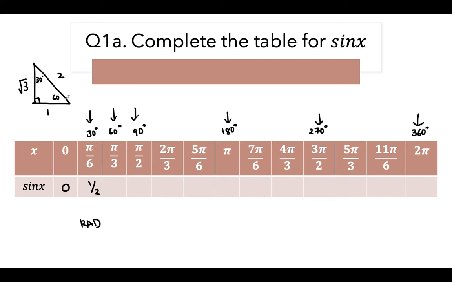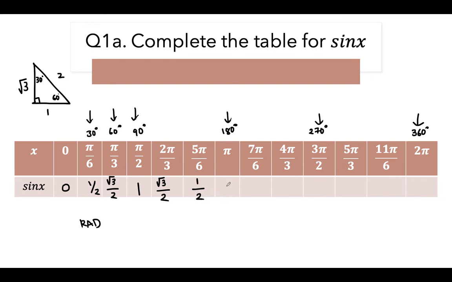As you can see, if it was pi over 3, it's going to be opposite over hypotenuse, so it's going to be square root 3 over 2. You can write it in decimal, or you could write it as an exact answer. Then we know pi over 2 is going to be 1. 2 pi over 3, when you punch it in your calculator, is going to be square root 3 over 2, and then it's going to be 1 over 2.